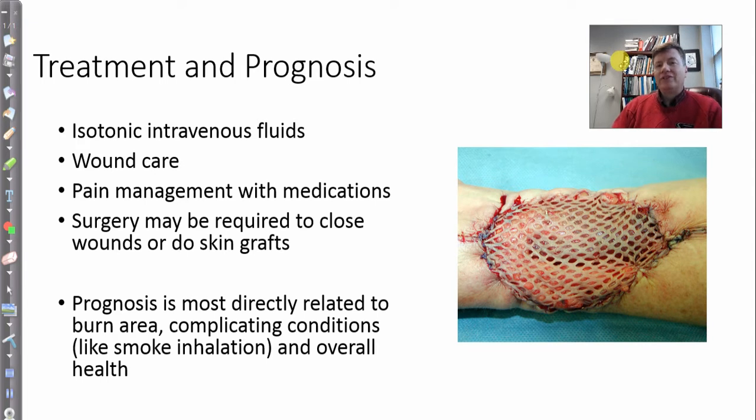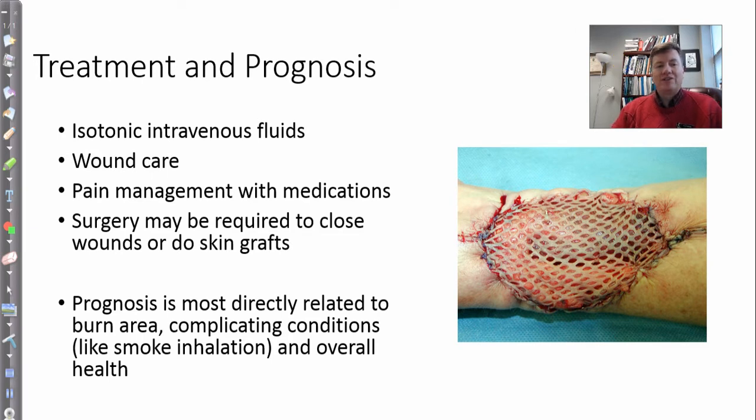Isotonic intravenous fluids. They're trying to replace a lot of fluids that are lost. We said before that the keratinized epidermis, when it's there, prevents water loss. If you burn away the epidermal layer, water is going to continue to escape. You're going to have more of that insensible perspiration, and you're going to lose a lot of water. So they're going to have to replace it isotonically so that you have enough fluid and you're not dehydrating. Obviously, wound care, managing the pain, and surgery may be required to close wounds or to do skin grafts.